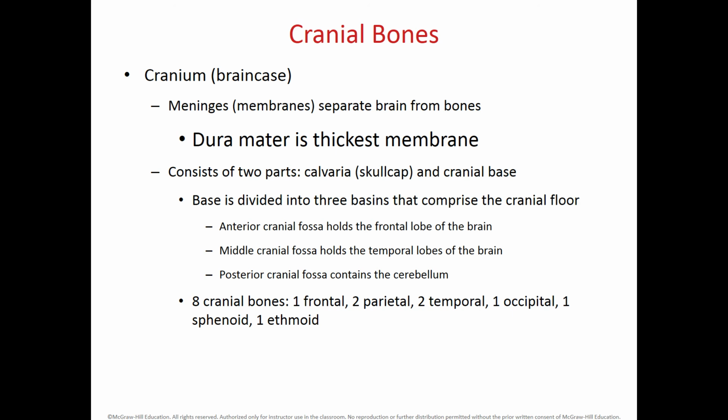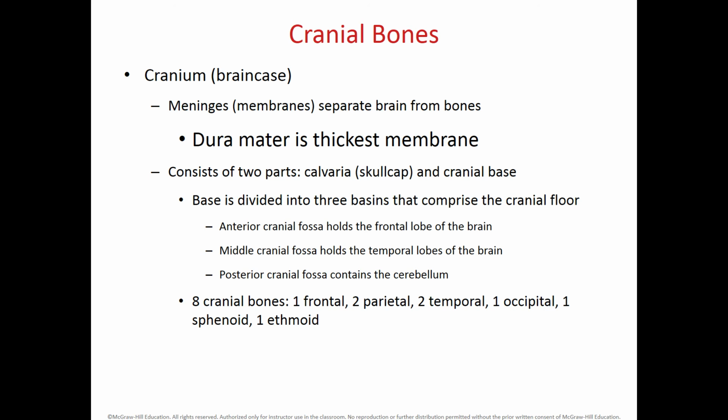So within our cranium, or within our skull, we have 8 cranial bones. These are flat bones that are connected by sutures, and they will be the frontal bone, which is not paired, 2 parietal bones left and right, 2 temporal bones left and right, and the occipital bone, which is located posteriorly in the skull.